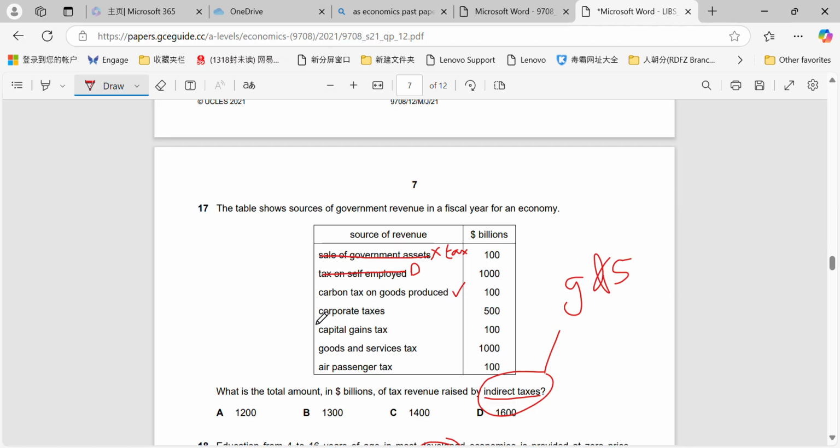Corporation tax is a direct tax. Capital gains tax is also a direct tax, right? It's a tax on the sale of assets. For example, you might have to pay capital gains tax if you sell shares and you make a profit on those shares. Goods and services tax is an indirect tax, and so is air passenger tax. They're both taxes on goods or services provided. So if we add those up, we've got 100, 1,000 and 100, which gives us 1,200 as our tax revenue raised by indirect taxes.